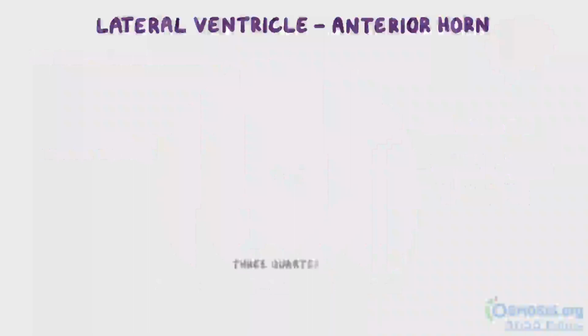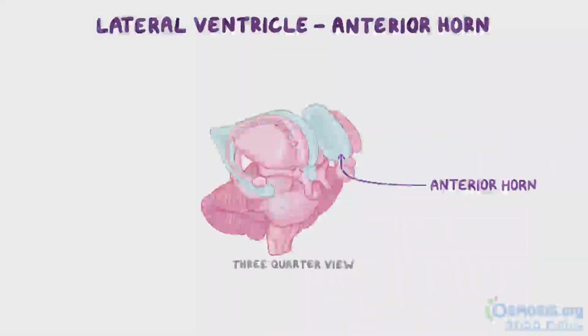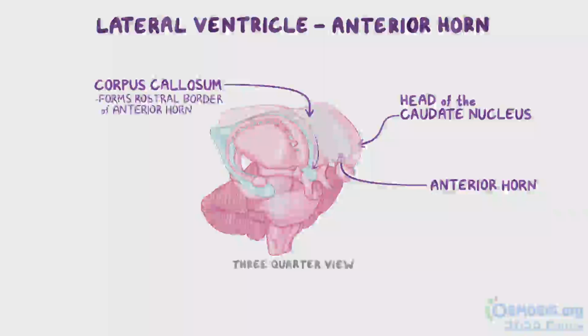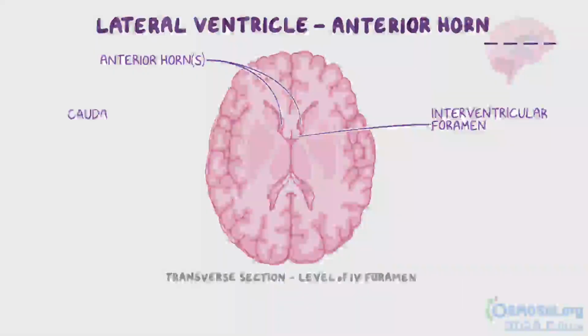Again, if we look at a three-quarter view of the brain and remove the cerebrum, we can appreciate the relationship between the lateral ventricle and the basal ganglia. Here, we can see how the anterior horn is above the head of the caudate nucleus and below the corpus callosum. As the rostral part of the corpus callosum curves inferiorly and caudally, it also forms the rostral border of the anterior horn, and even a small portion of its floor. On a transverse section at the level of the interventricular foramina, we can follow the anterior horn from the foramen along the medial side of the head of the caudate nucleus.